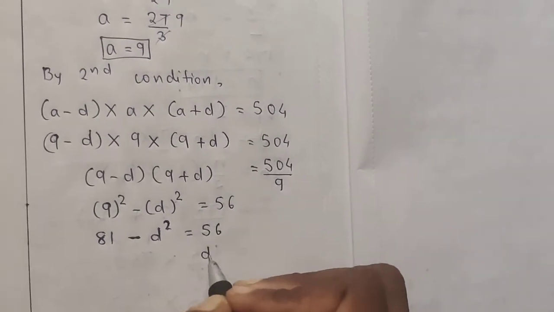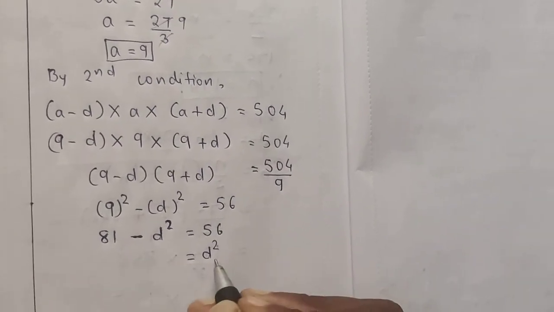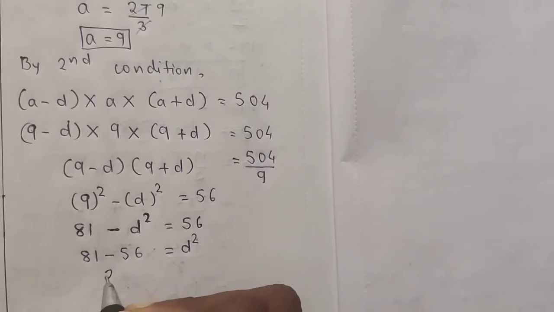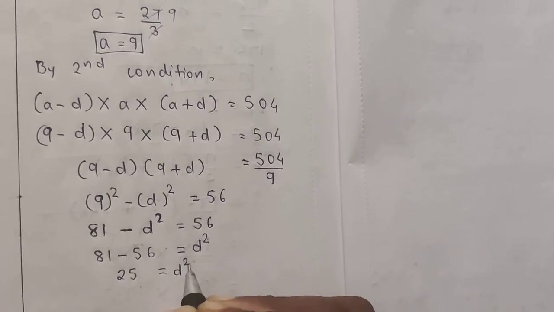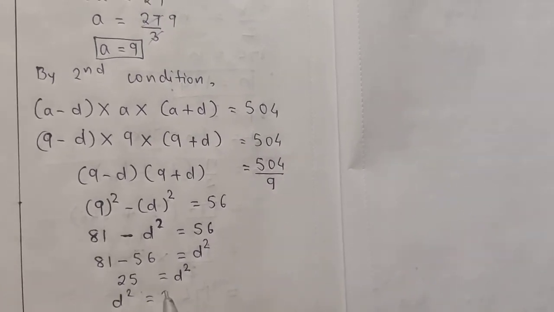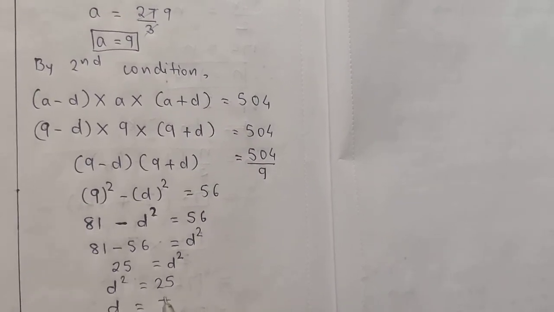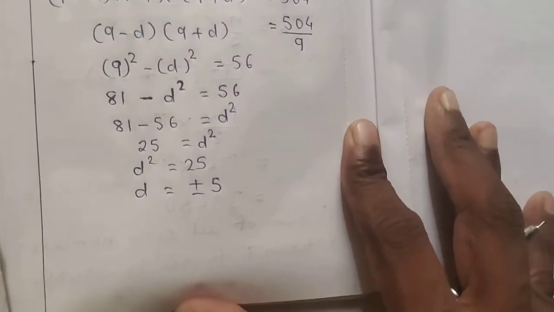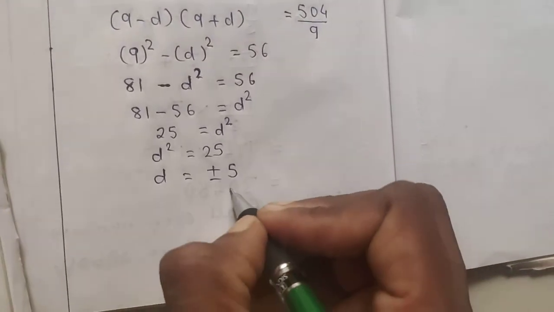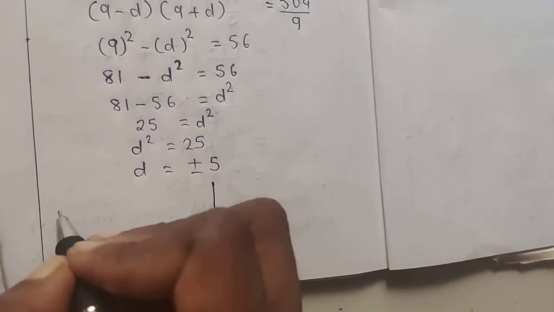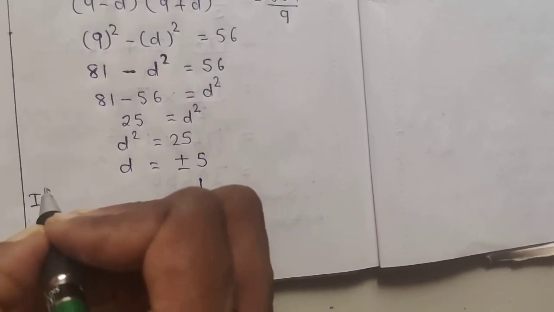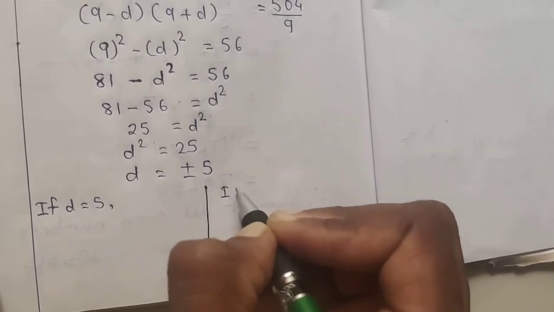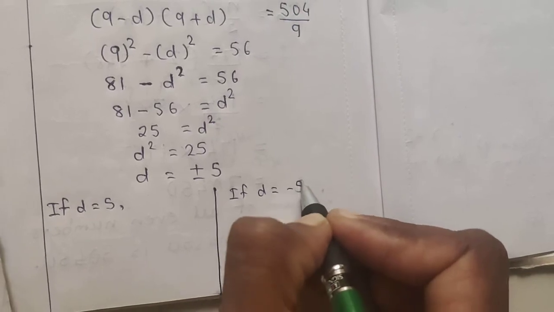Now take this d square to right hand side. So minus d square becomes d square, and here we are getting 81 minus 56. And if you do this, you are going to get 25. So d square is 25, that means we are going to get d value plus or minus 5. Okay, now there are two possible cases, first d equals 5 and second d equals minus 5. So accordingly we are having two cases, if d equal to 5, and second one is if d equals to minus 5.